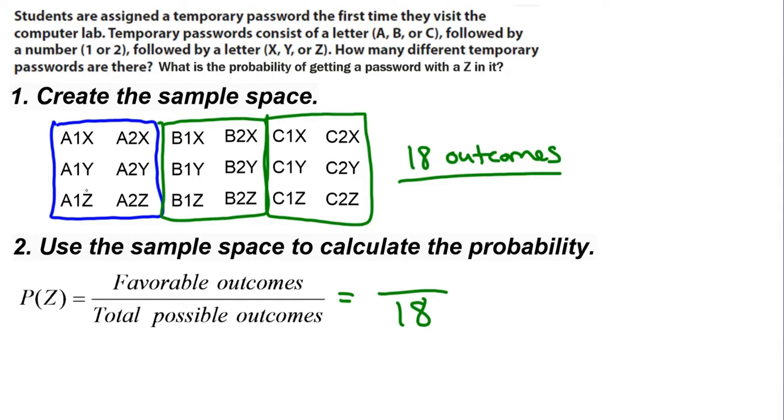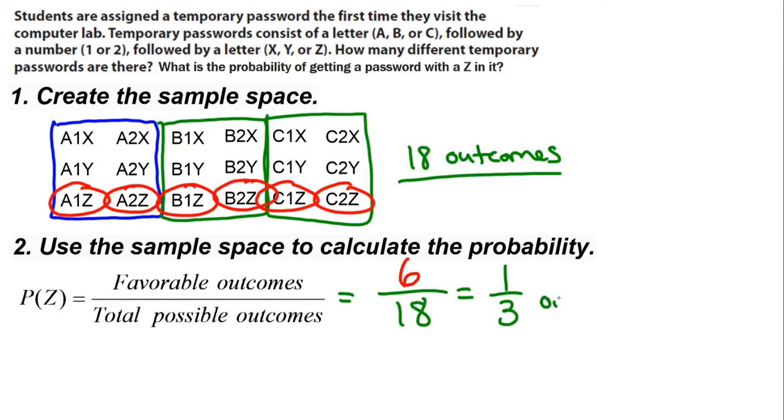So I'm looking through, and it's going to be all of these here at the bottom. Because my list was nice and organized, they're all together here at the bottom. So that's 1, 2, 3, 4, 5, 6. There are 6 outcomes that have a Z in them. So my probability is 6 out of 18, which is 1/3, or a 33 and 1/3% chance of getting a password with a Z in it.